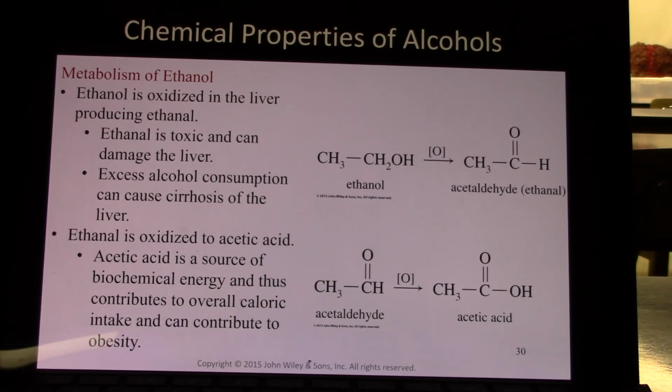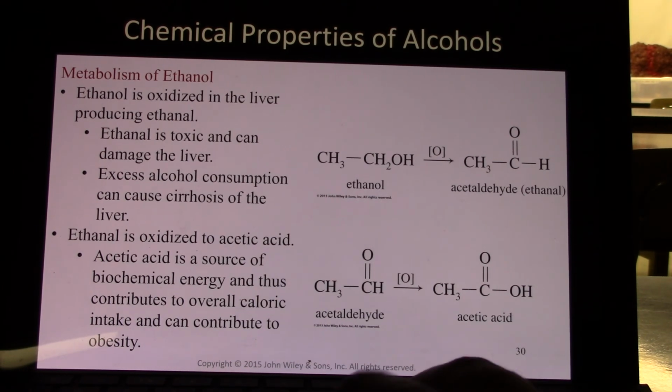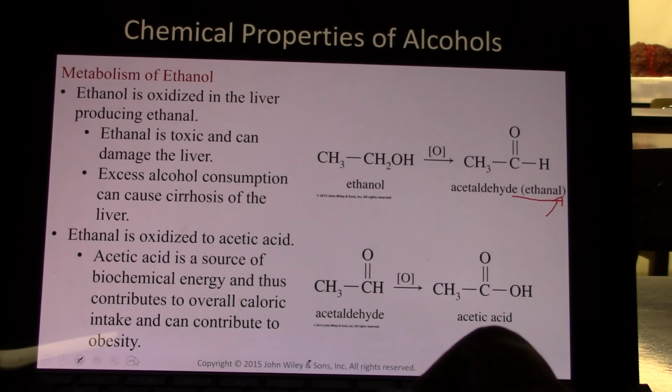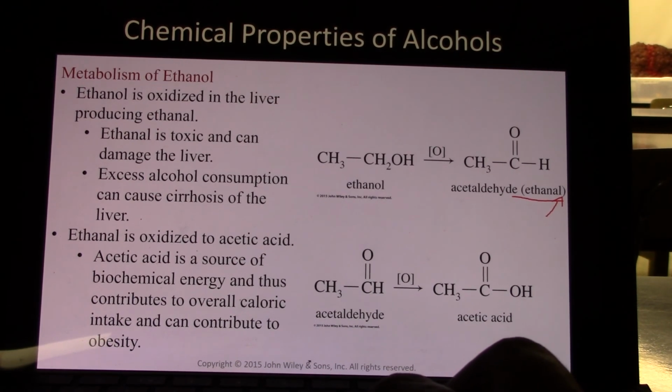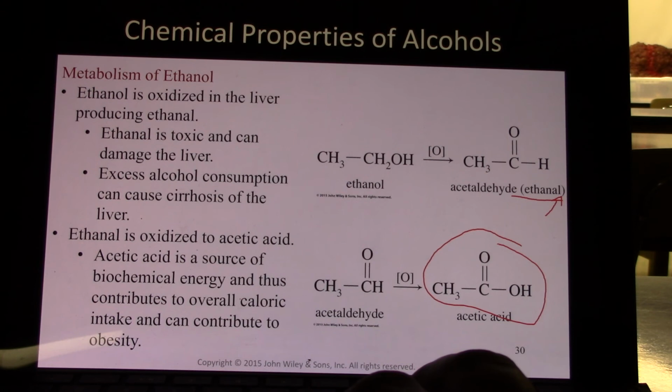So, metabolism of ethanol. Ethanol is oxidized in people's liver if they drink alcohol. Too much ethanol is toxic. Here ethanol is oxidized to acetaldehyde, which is ethanal. Aldehydes get AL endings. Again, excessive alcohol consumption will cause cirrhosis of the liver. Too much alcohol too often is physically bad for people. This acetaldehyde, or ethanal, is further oxidized to acetic acid, which is a natural product that you find in the body, and now it can be eliminated.